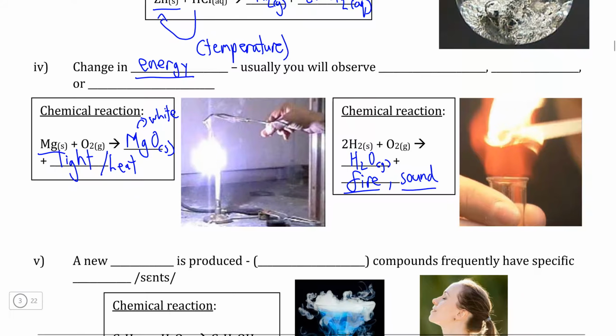So even though we can't perceive changes in energy directly, we can recognize that an energy change is observed whenever we see light, whenever we feel heat, or whenever we hear the sound of an explosion that comes from this energy change.